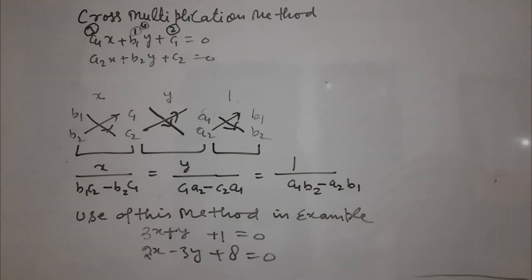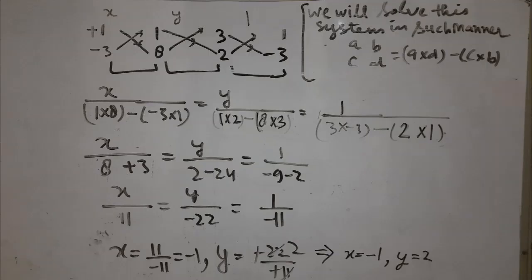The example is 3x plus y plus 1 equals 0 and 2x minus 3y plus 8 equals 0. Write x, y, 1. First write the coefficient of y, which is 1 and minus 3. Then the constant term 1, 8. Then the coefficient of x, 3, 2. Then again write the coefficient of y, 1, minus 3.